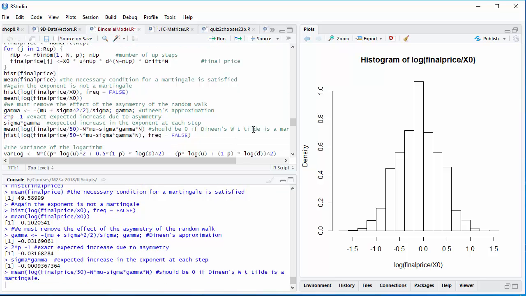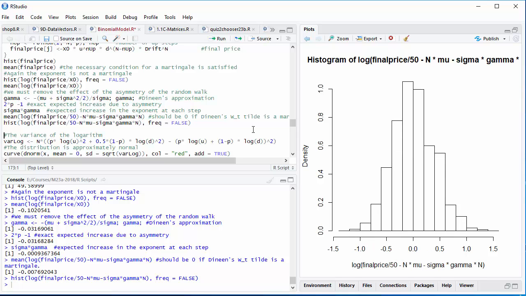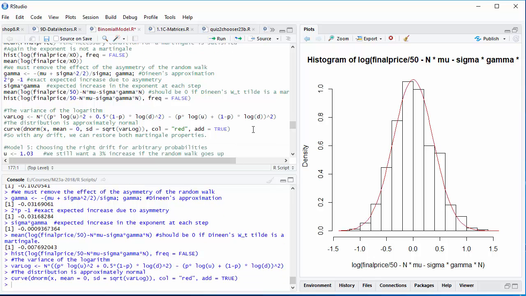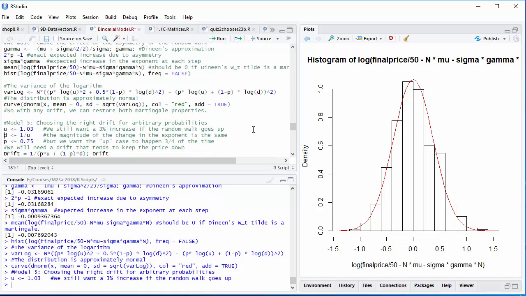And now when I look at the logarithms, they're approximately normally distributed. And after I correct for the fact that the probability for an upstep is different from 50%, I can get a mean of 0 for the logarithm. Finally, you can have arbitrary probability for an upstep and still, by introducing an appropriate drift, get both the price and the exponent to be martingales.